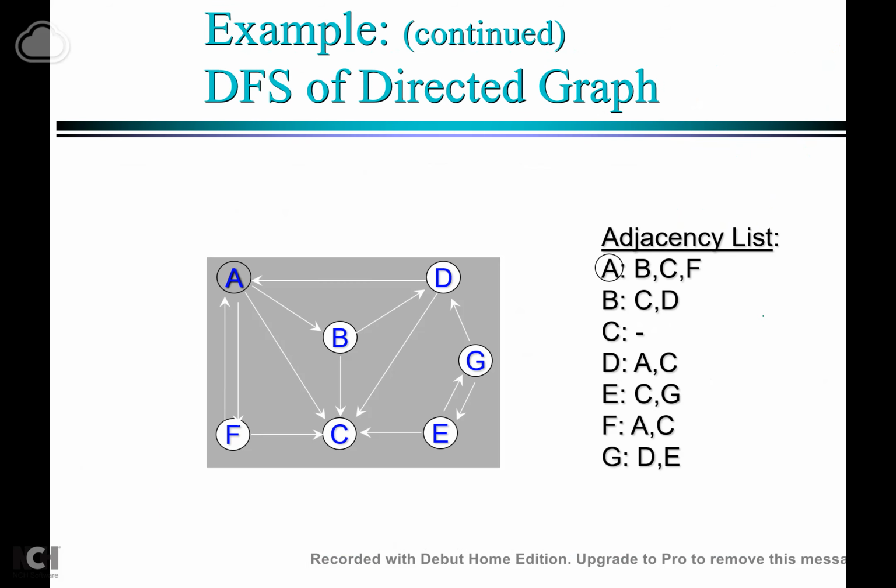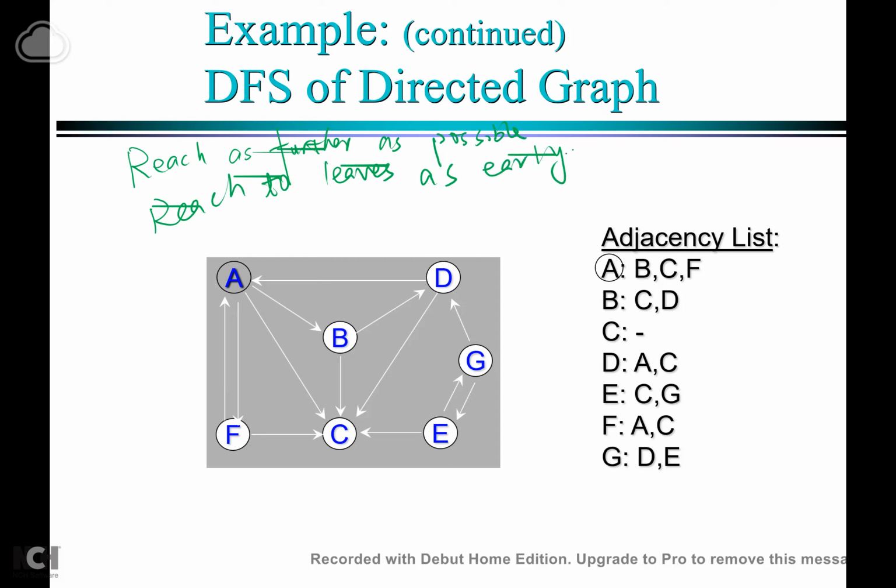Next slide. We already took a look in the previous part of the videos and checked the algorithm of DFS. Now let's use an example. With DFS, depth first search, we want to reach as far as possible. We go down the branch, we reach the leaf as early as possible, right? So this is the main idea.